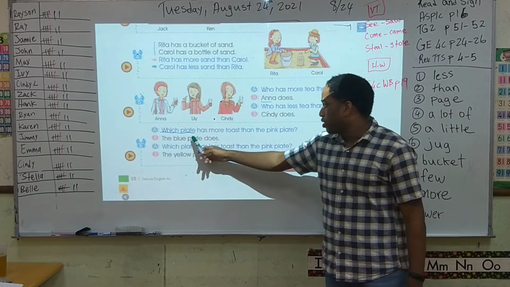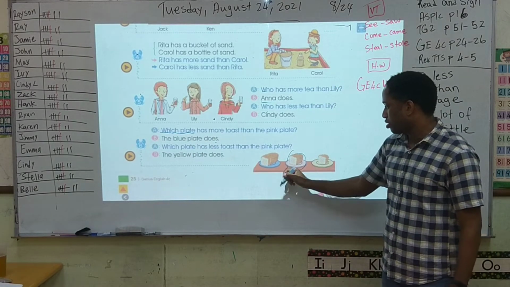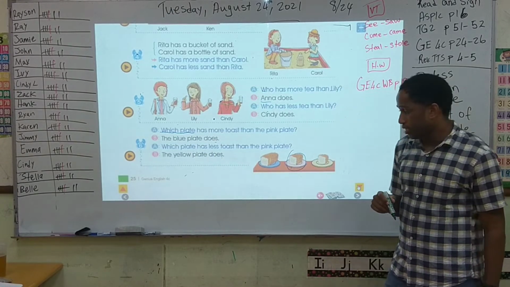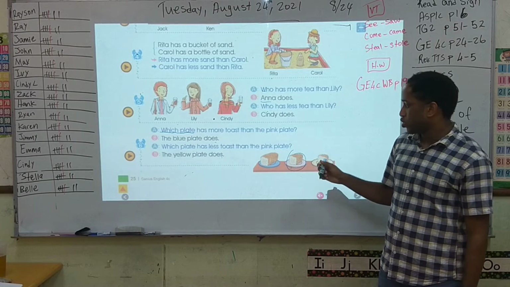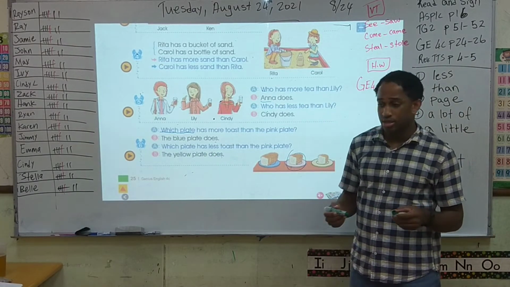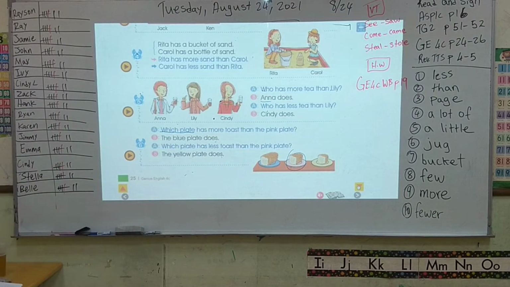Which plate has more toes than the pink? Which plate has more? So the blue plate. The blue plate does. Which plate has less toes than the pink? The yellow plate does. Now let us turn to page 26. Please turn to page 26.